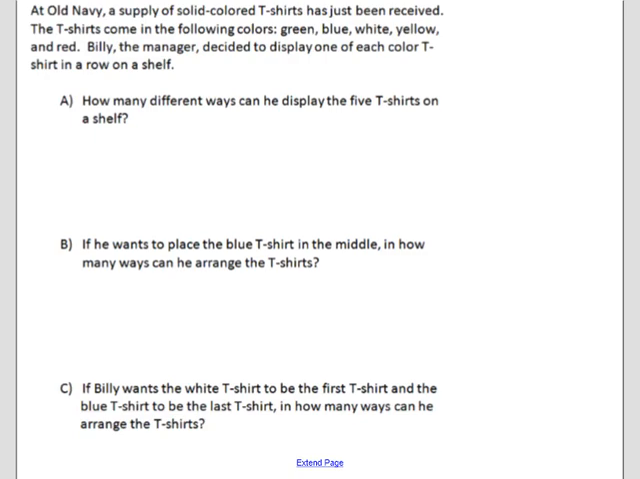At Old Navy, a supply of solid colored t-shirts has just arrived. They love their solid colored tees there. And the colors are green, blue, white, yellow, and red. Now Billy, the manager, decides that he's going to display each of them on a shelf. How many different ways can he display the 5 shirts on a shelf? Okay, so we're going to display all 5 colors. And we have to decide how many different choices we have for the first spot. Well, we have all 5 colors, and any one of them can go there. So we have 5 choices for the first spot.